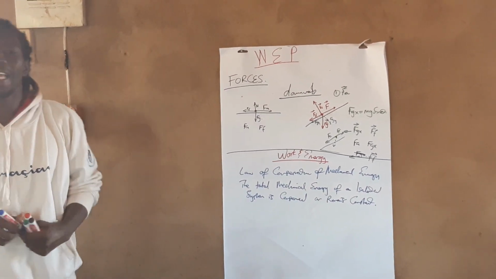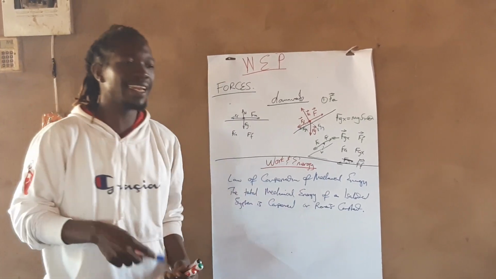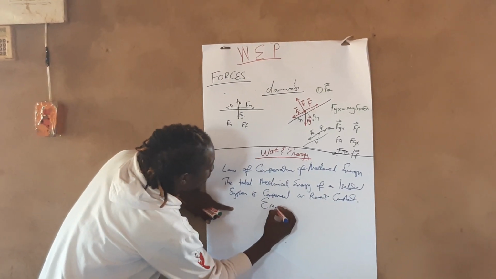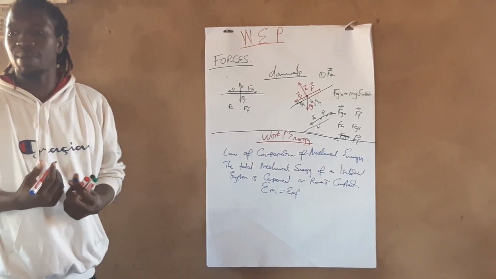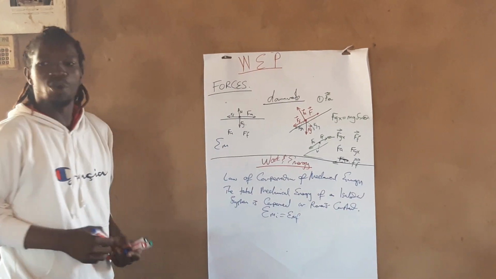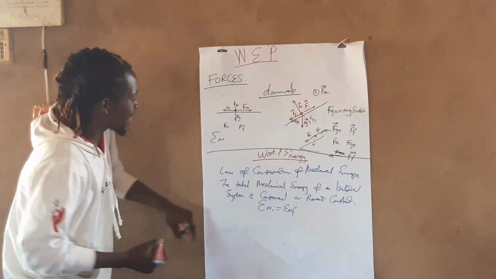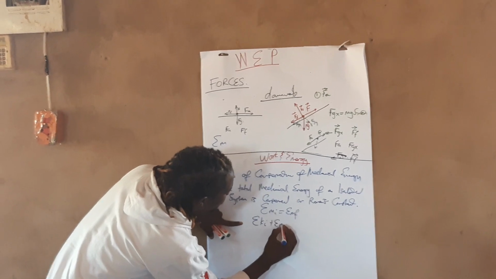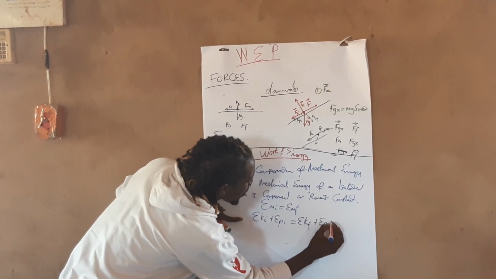What does it mean? It means that mechanical energy before any change is equal to the mechanical energy after any change that has happened. So this means that our EM initial is equal to our EM final. Mechanical energy is represented by EM. So what is EM? It is EK plus EP. So EK initial plus EP initial is equal to EK final plus EP final.